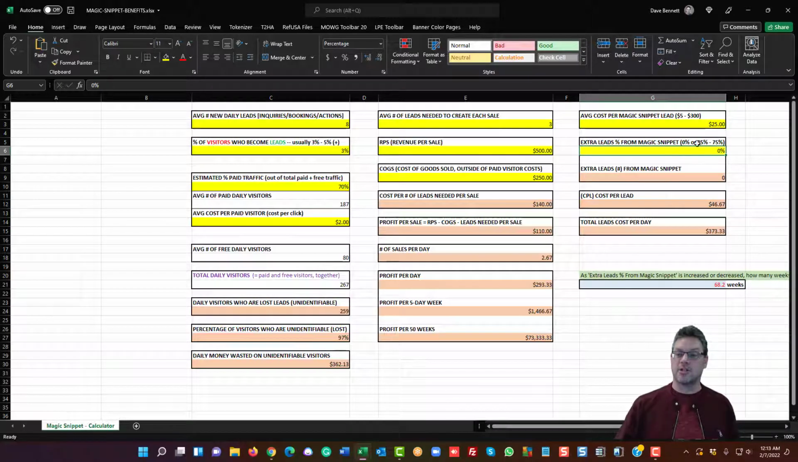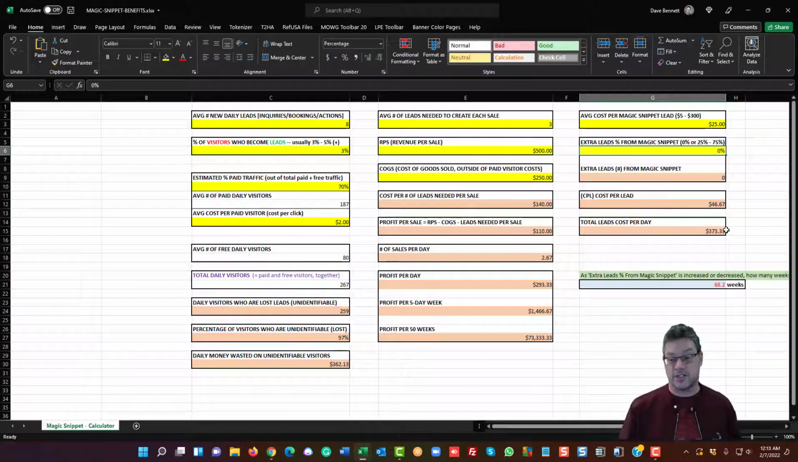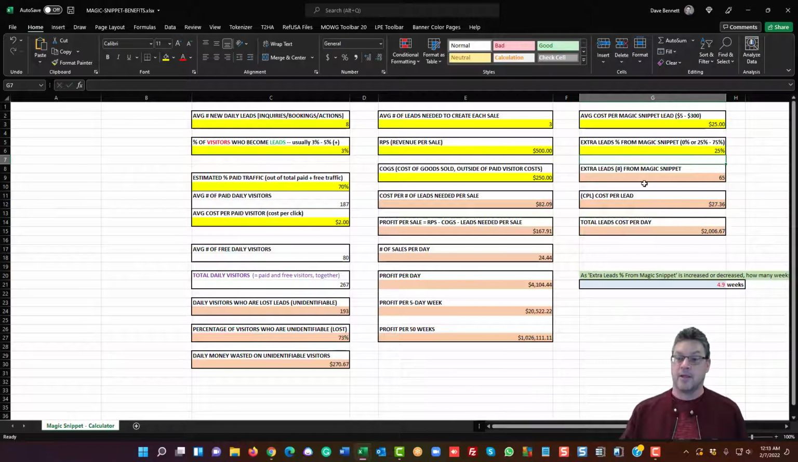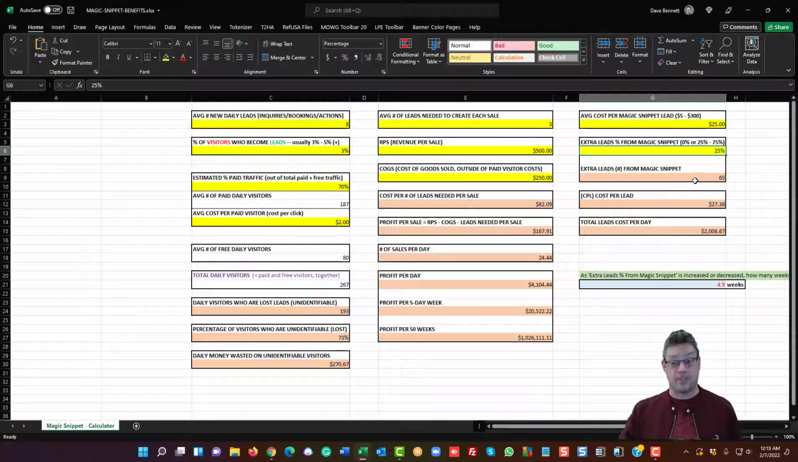Let's start with 1/4. Let's start with saying we can only decrypt about 25% of your visitors, because it's going to be different for every industry, different for need, greed, curiosity, fear, age range, different factors involved. But let's say 25%. The extra leads that you would get from the Magic Snippet would therefore be 65. At this 25% mark, you get like 65 extra leads in the same period of time that you did not get before. So now your cost per lead went up, didn't it?